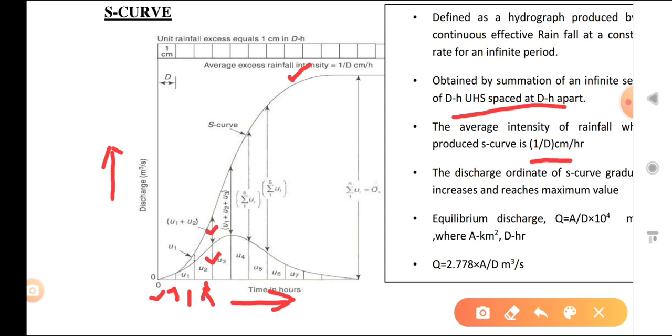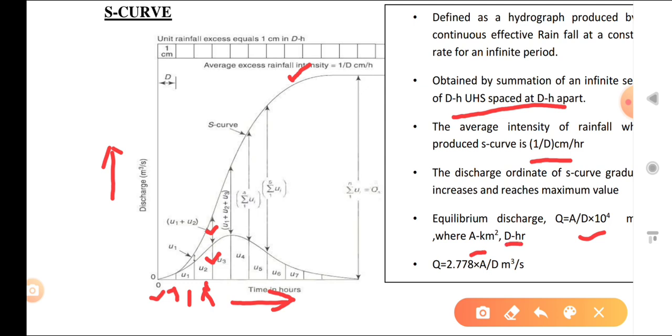Now how do we find the equilibrium discharge, Q? What is Q? It is volume by time, or when you multiply the area by the intensity of rainfall, it gives you the equilibrium discharge. So Q is equal to A multiplied by 1 by d. So Q is equal to A by d multiplied by 10 to the power 4, in meter cube per hour, where the area is in kilometer square and d is in hours.